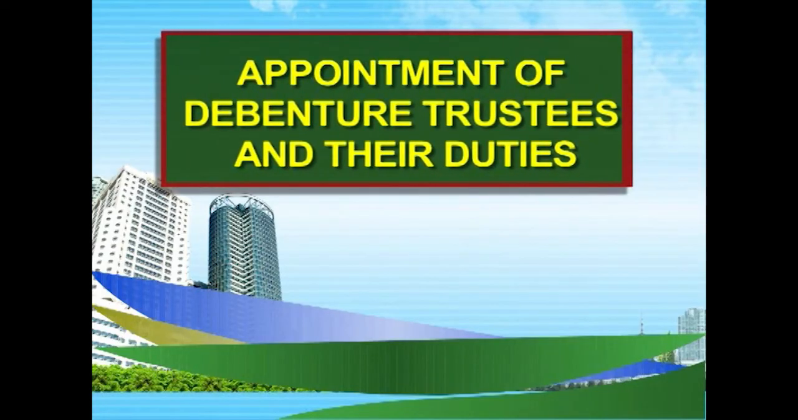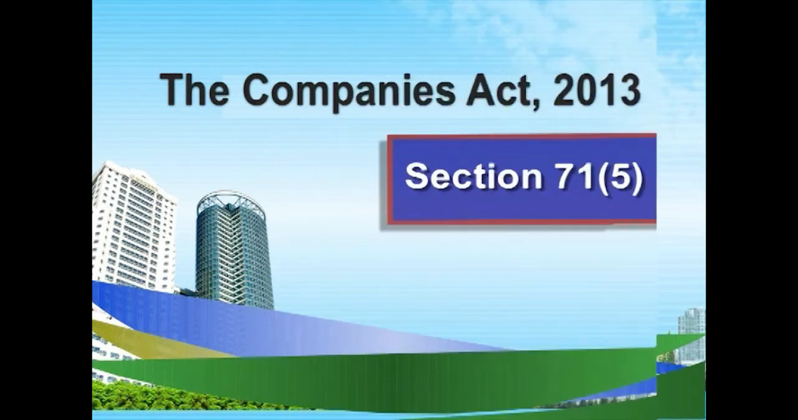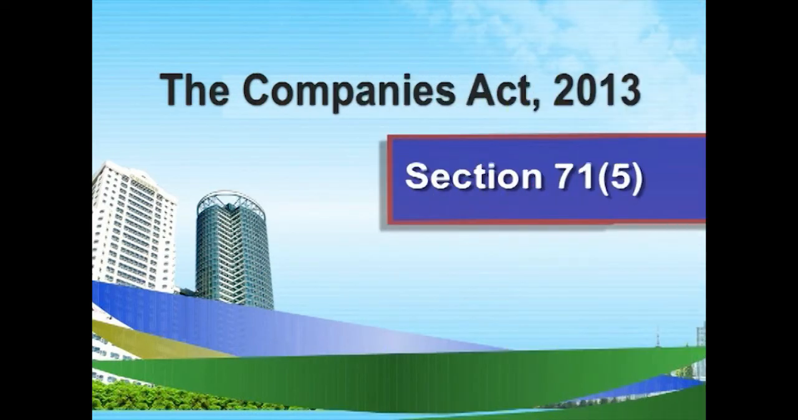Appointment of debenture trustees and their duties. According to Section 71, subsection 5 of the Act, appointment of debenture trustee has to be made before making a debenture issue, and the fact of the appointment and their consent to act as such has to be mentioned on the face of the prospectus. His duty is to protect the interest of the debenture holders of the company.